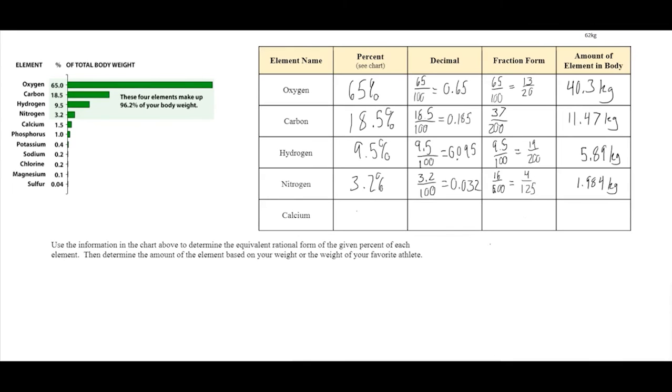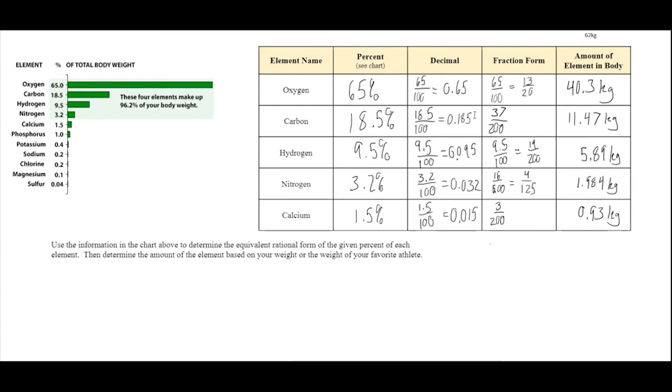And finally, with calcium, we have 1.5%, which we know is going to be 15 thousandths. 1.5 needs to be multiplied by 2, and so we get 3 over 200, which shares no factors. And finally, we have 93 hundredths of a kilogram.